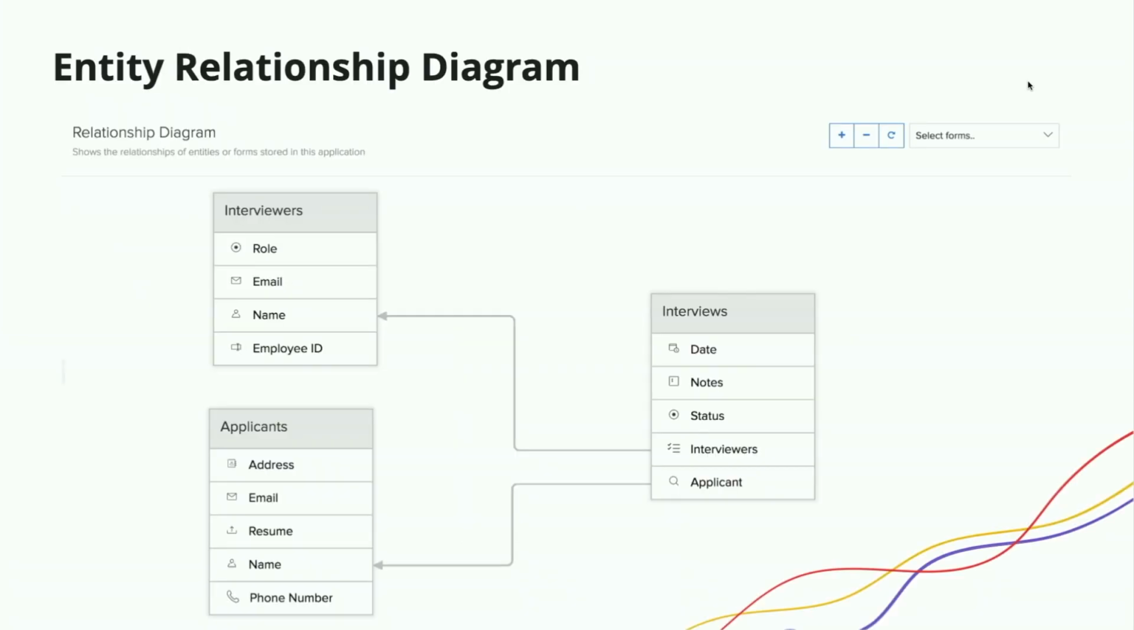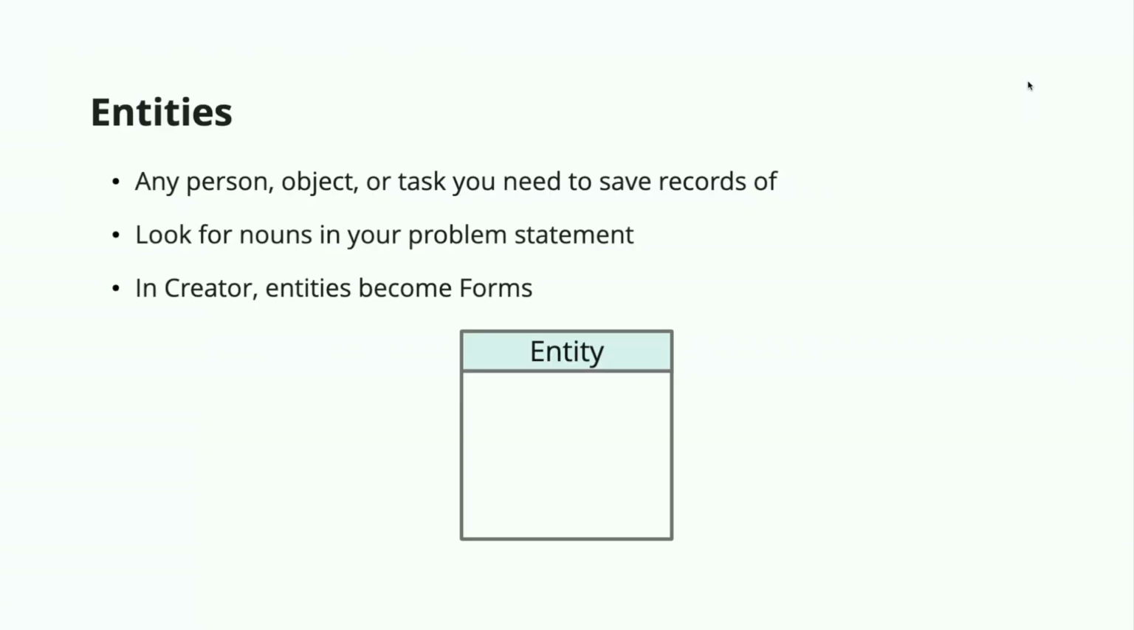In this scenario where it says interviewers, applicants, interviews, these are entities, okay? So what's an entity? Any person, object, or task, essentially. These are rules of thumb for things that you need to save records of. Generally, they're nouns, right? That's always a good way to think about it, that are coming from your problem statement. And when you take this into Creator, these are generally your forms. That's what the forms are for, right?